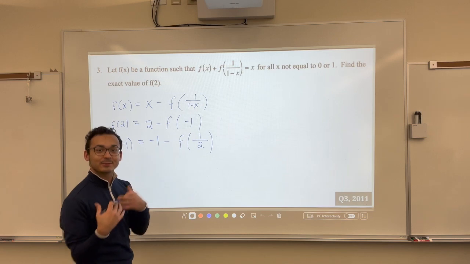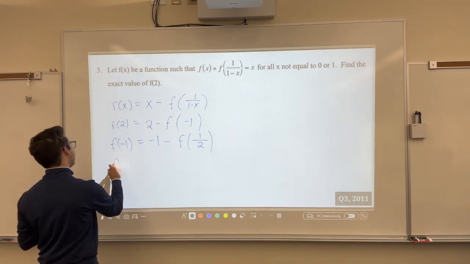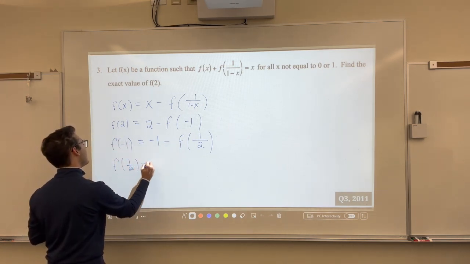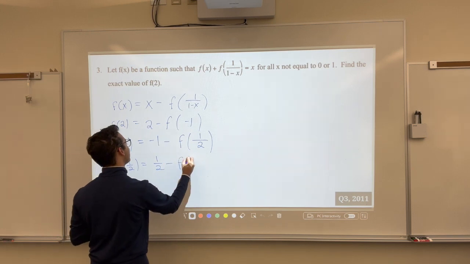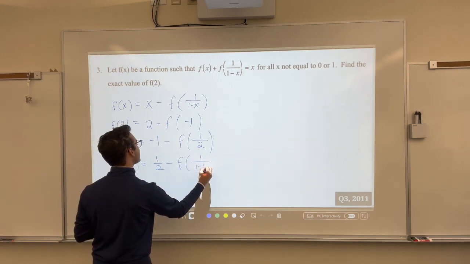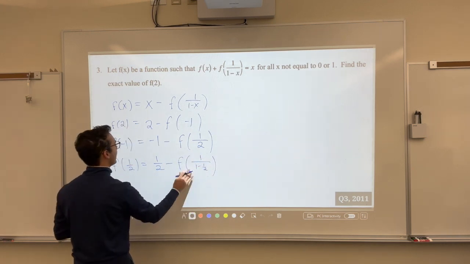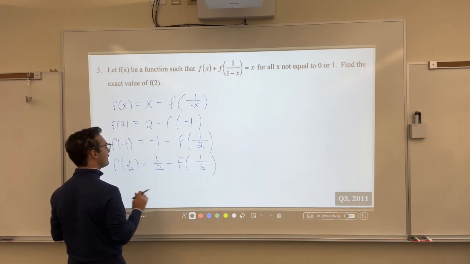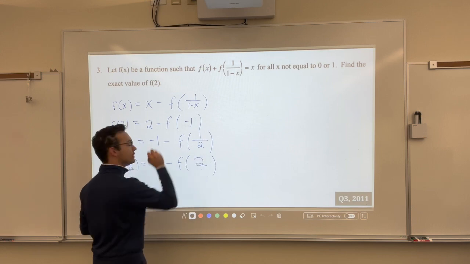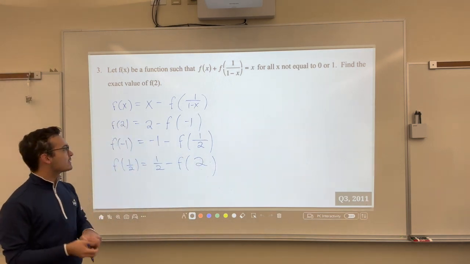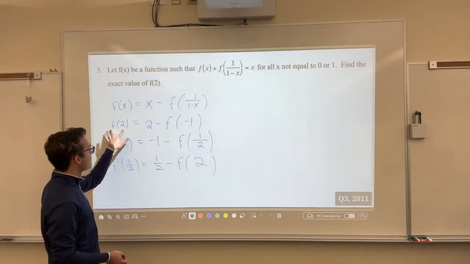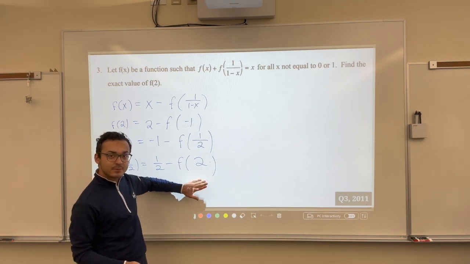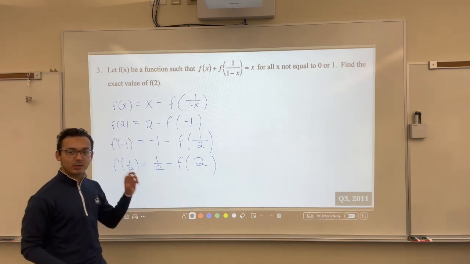We don't know, so let's find out. So plug in 1/2, and we get 1/2 minus f of 1 over 1 minus 1/2. 1 minus 1/2 is 1/2. 1 over 1/2 is equal to 2. So we are back where we started. We started with f of 2. Now we have something in terms of f of 2, so we have created a loop.